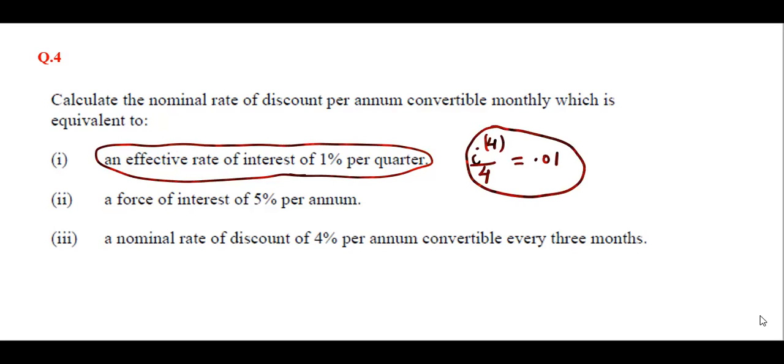A force of interest. Okay, this one I will teach. This is not over now. We know only I, IP, DP. A nominal rate of discount of 4% per annum convertible every 3 months. Mark the difference. Very, very important. Convertible every 3 months means quarterly. Convertible every 4 months would be different. So convertible every quarter, right? Quarterly. So D4 is 4%.